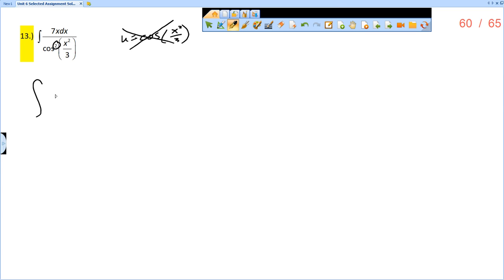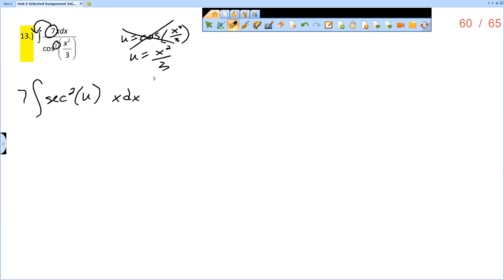All right, but what we do want to recognize is that if I choose u equals just x squared over 3, then we can rewrite this. Instead of a cosine squared in the denominator, we can rewrite this as a secant squared in the numerator. So secant squared of u. I always like to move a constant out front right away, and then I have the x dx.